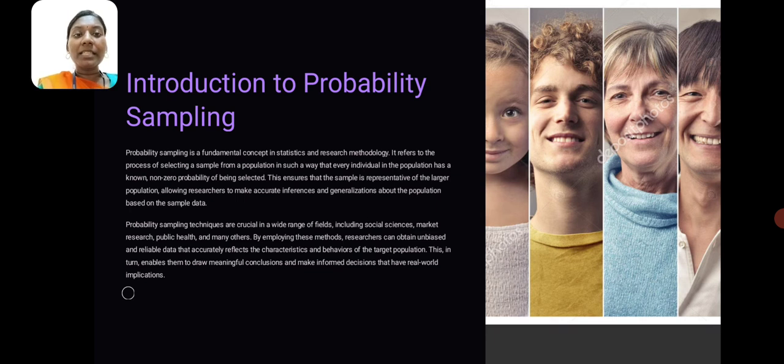Probability sampling techniques are crucial in a wide range of fields, including social sciences, market research, public health, and many others. By employing these methods, researchers can obtain unbiased and reliable data that accurately reflects the characteristics and behaviors of the targeted group. This, in turn, enables them to draw meaningful conclusions and make informed decisions that have real-world implications.